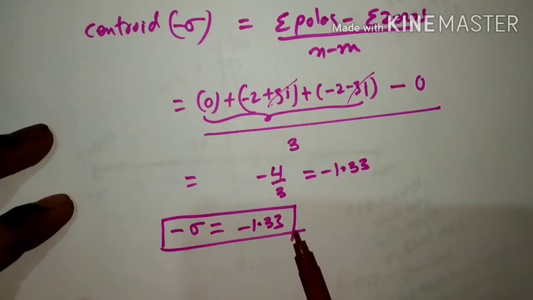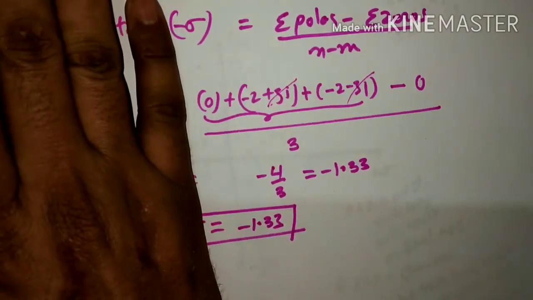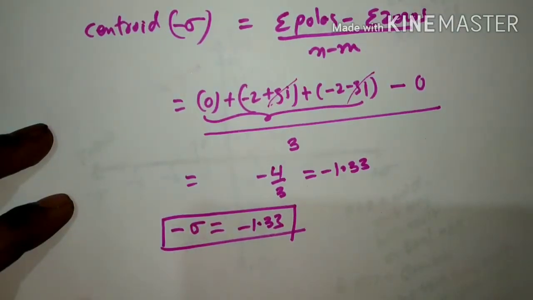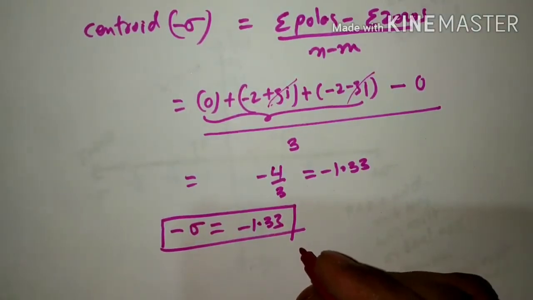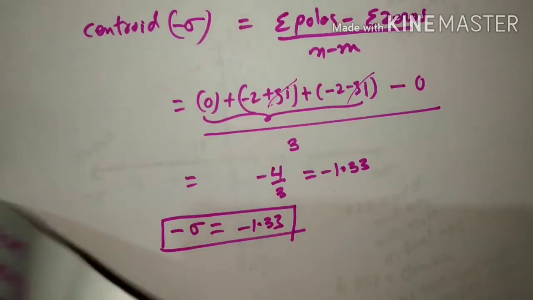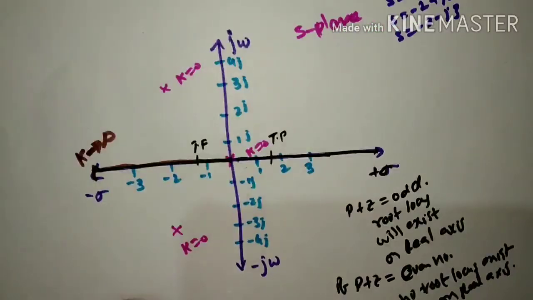If a positive value comes, we should not give the negative value, so it should be the same as it is. We are just going to represent the centroid as a minus sigma. So we got the centroid, and we also got the angles of asymptotes. So we have to substitute there, and we have to locate this.